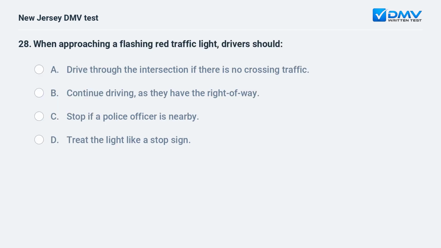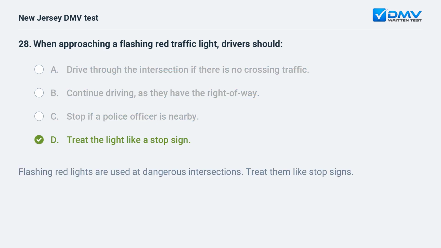When approaching a flashing red traffic light, drivers should A. Drive through the intersection if there is no crossing traffic. B. Continue driving, as they have the right of way. C. Stop if a police officer is nearby. D. Treat the light like a stop sign.